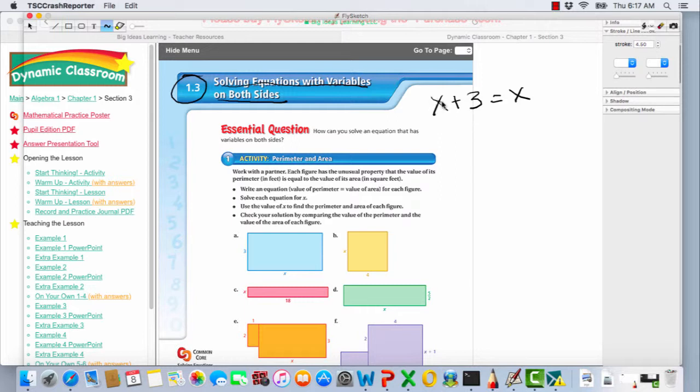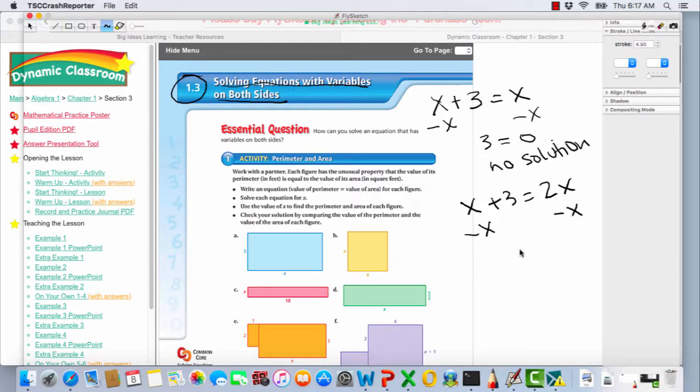Of course, this one, if you tried to solve for it by moving the x over to this side, you'll notice that you get a nonsensical thing, 3 equals 0, which is no solution. So watch out for ones like that. But let's say you had a different one. What if you had x plus 3 equals 2x? Well, suddenly this is one you can solve, so you would move the x over to the other side, and you have 3 equals x. Hey, that's one that has a solution.